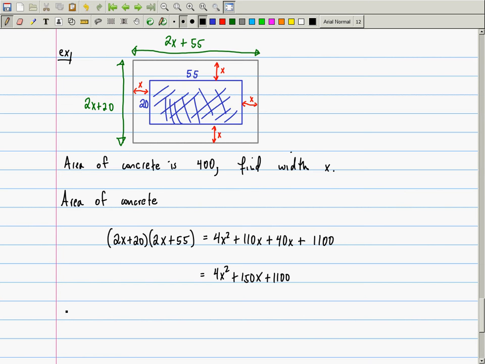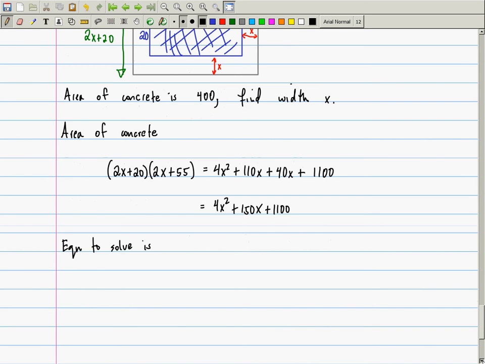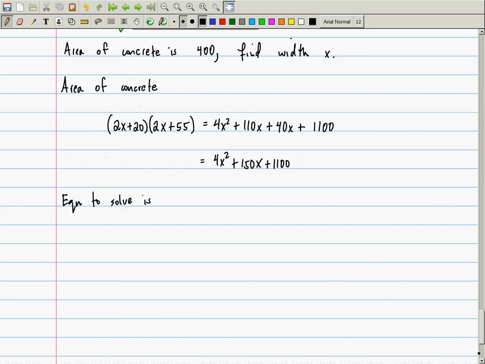Okay, so now the equation to solve is what? So this thing that I'm boxing in green, this is the area in terms of the concrete, oh no, this isn't right. This isn't even close. What is the thing that we just found? This is the area of the whole box, right? So this is the area of the big rectangle.